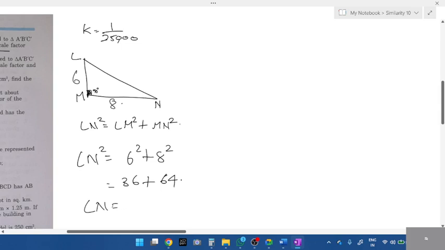What is LN, students? 10. 10 centimeters. All of you got 10 centimeters. Shall we try the next one?